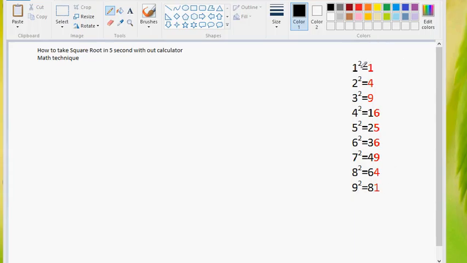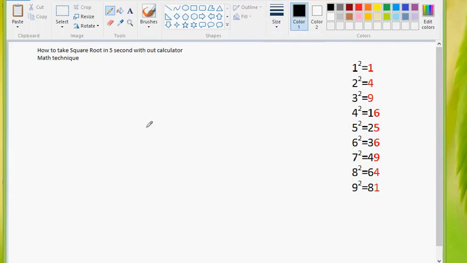1 into 1, or 1 multiply 1, is equal to 1. 2 into 2 is equal to 4, 3 square is equal to 9, 4 square is equal to 16, 5 square. As you know, all the squares I have written here on the right. So let's start. Suppose I have a number.